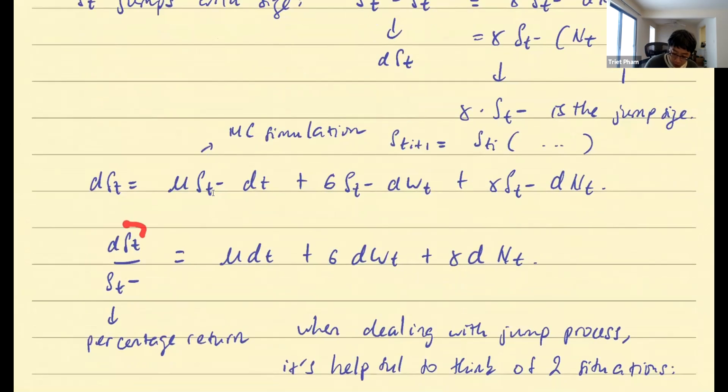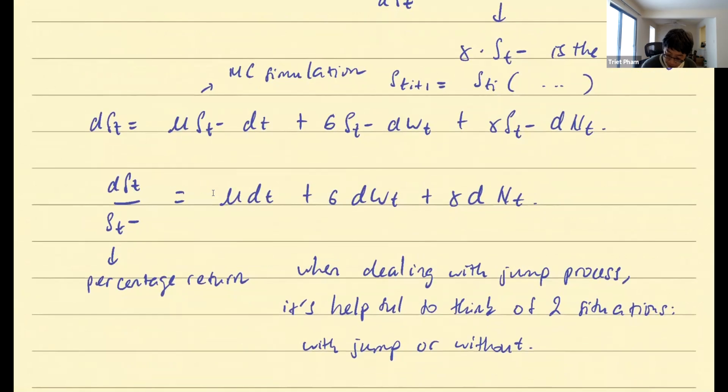So basically, if you feel uncomfortable with this term, you can just think of when it doesn't jump, then this is just ST. Because when it doesn't jump, then it's continuous. Then this is just your usual return without this. Does that make sense? When it doesn't jump, then these two don't happen.